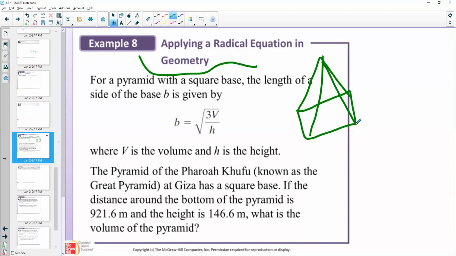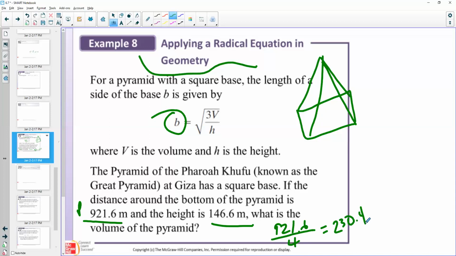Okay, so what they're saying is that I have the height and I have the distance around the base. Now think about what they gave you. They really gave you a perimeter, right? I want this B as a side length. So the first thing I have to do is take 921.6 and divide it by 4. A square has 4 sides, right? So that's going to be 230.4. You have a calculator, remember that, right?